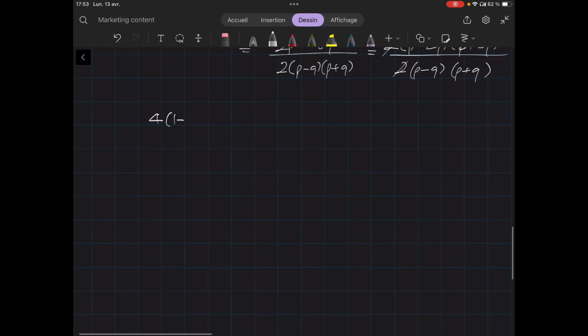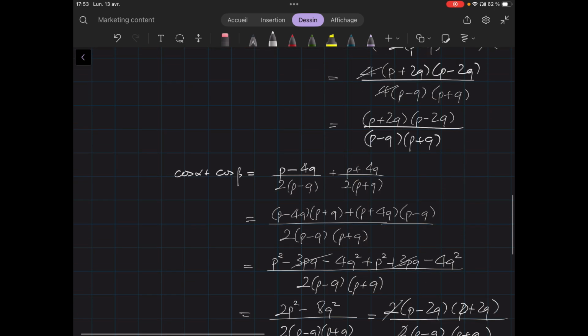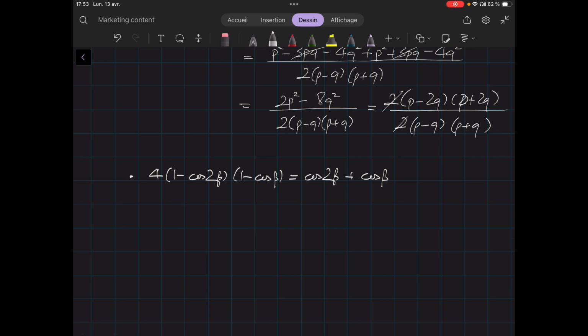Left hand side would become, and the right hand side would become. Okay, what can we do? Where do we go from here? I would like to find a way to simplify this. I'm not entirely sure which direction I would like to go for now.